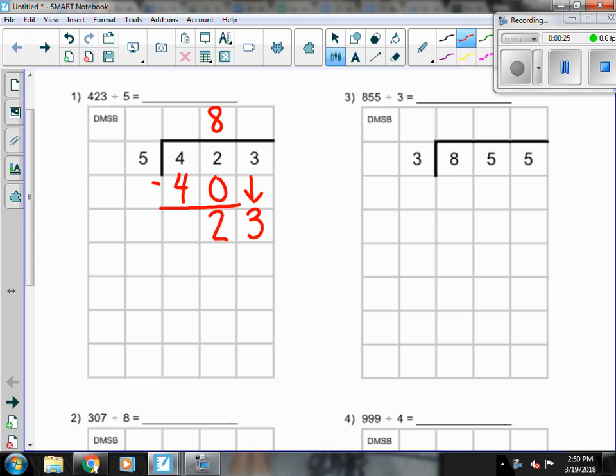5 goes into 23 4 times, and 4 times 5 was 20. Then I subtract 23 minus 20 is 3. So I get my answer 84, remainder 3.